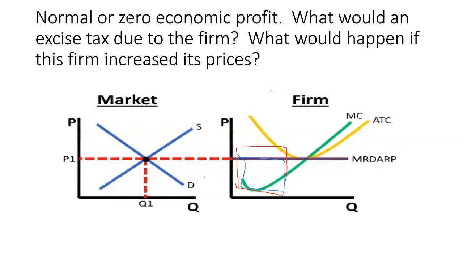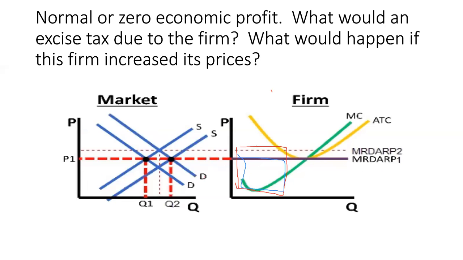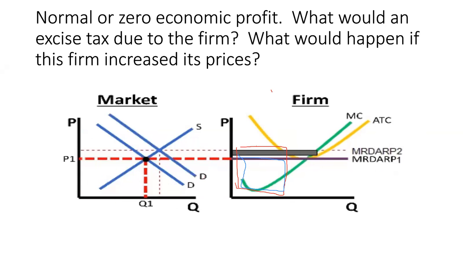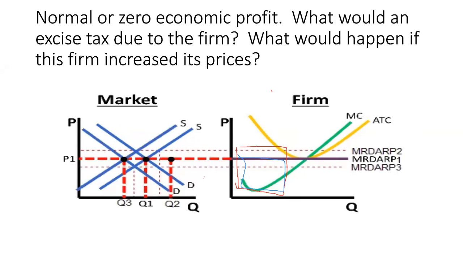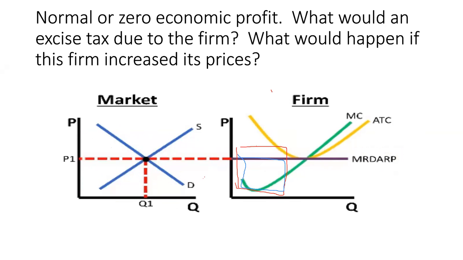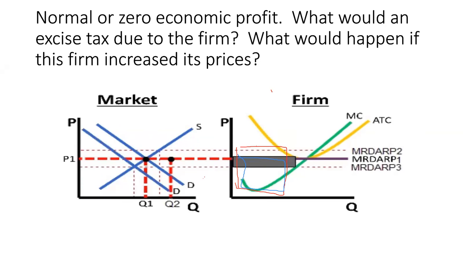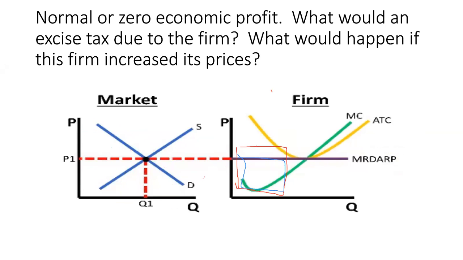Now, wait, hit the other MC. You drew the lowest point on the previous. No, I drew MC where it crosses demand. Yes. That's the new profit maximum. We're talking about the lowest point. Oh, and I drew it crappy. Like that, you mean? Mm-hmm.